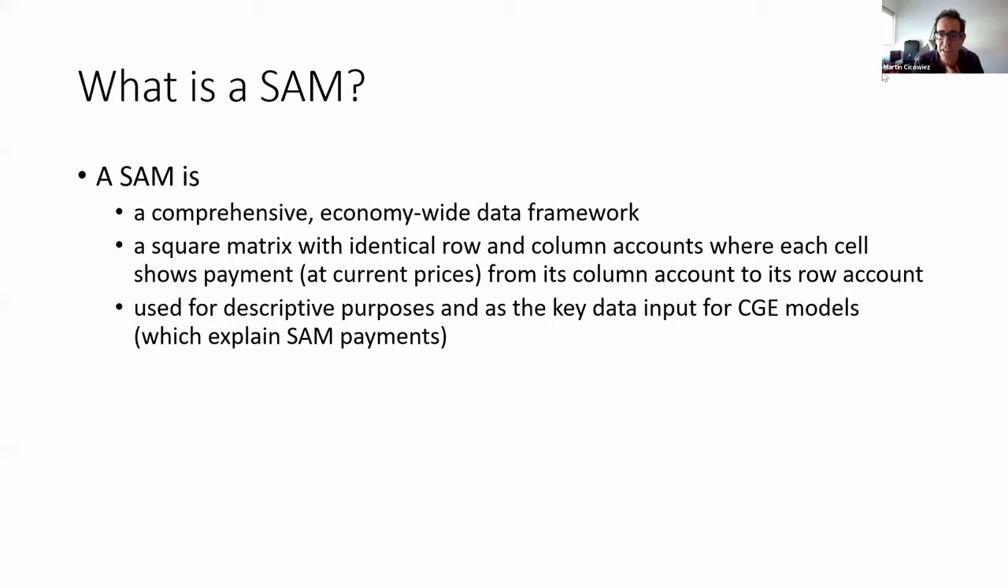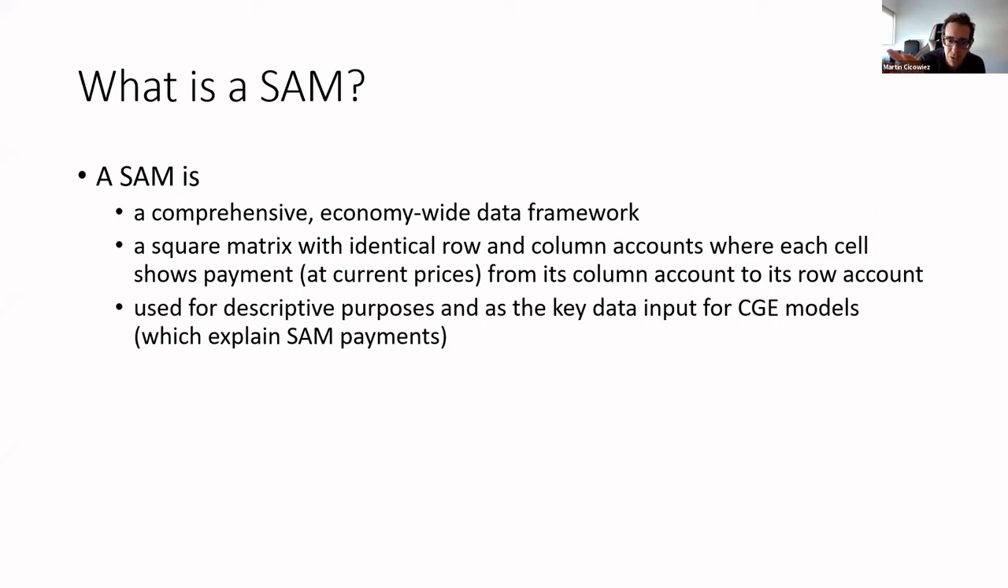So what is a SAM? What is a social accounting matrix? Okay, first of all, it's an economy-wide data framework, which means that with the social accounting matrix, we are going to have a picture of the whole economy. It's not only production, it's not only the households, it's the whole economy, and we are going to be looking at the whole economy at the same time. That is why it is comprehensive.